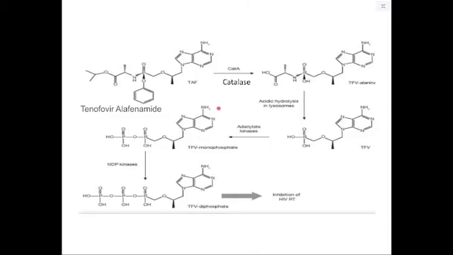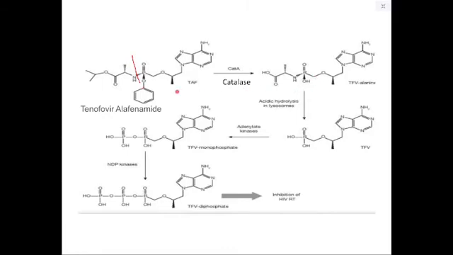This is tenofovir alafenamide. This is just its metabolism. So you can see, as we said, it is a prodrug. It has been derivatized into the alafenamide, and of course, our tenofovir is there. So you have the enzyme, cathepsin A, which cleaves at this point to cleave the phosphate from the amino group.